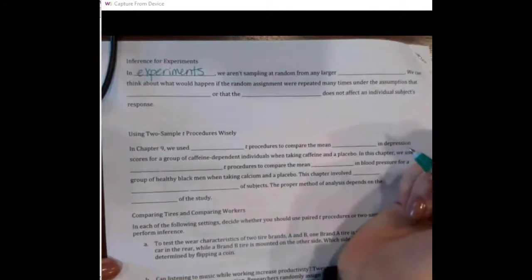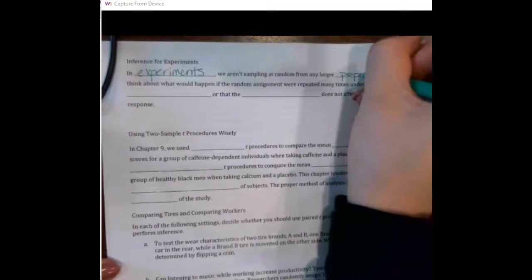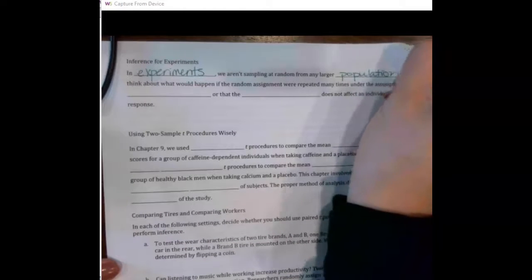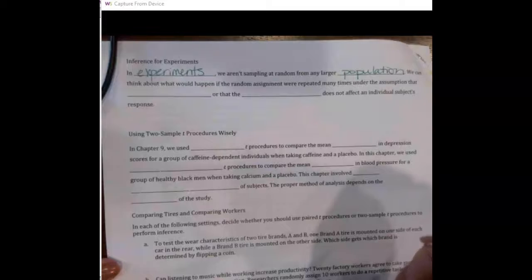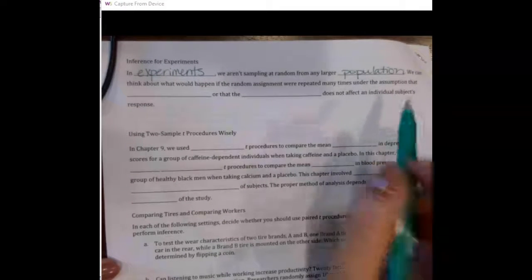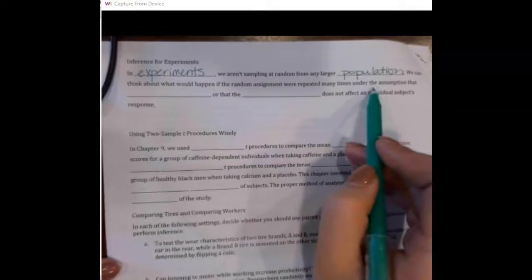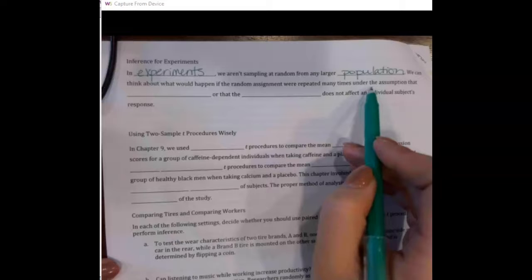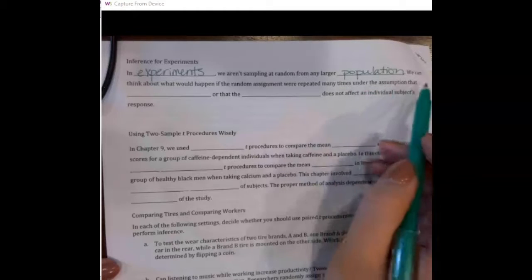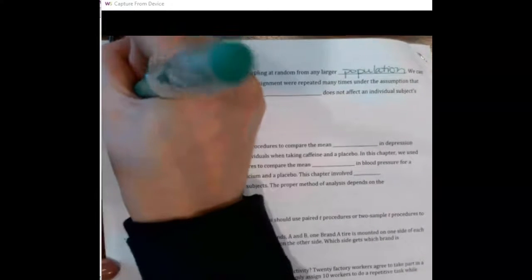we aren't sampling at random from any larger population, just like when we took those 21 healthy black men in the last problem. We can think about what would happen if the random assignment were repeated many times, because remember that we have those different conditions for good experiments, under the assumption that the null is true, or that the treatment does not affect the individual's response.